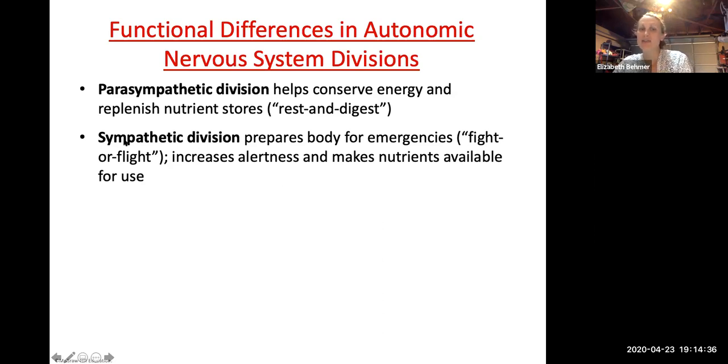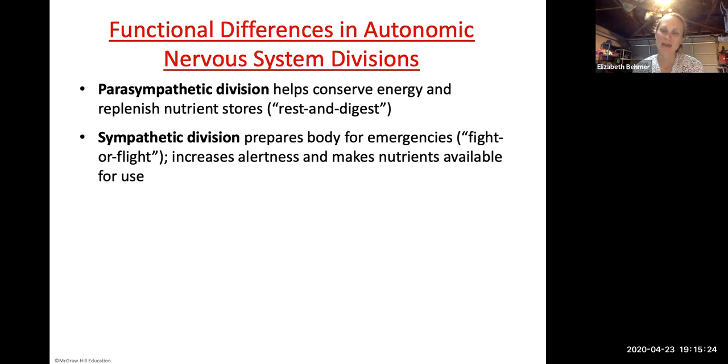Your sympathetic division would be triggered, or turned on, if you're in a basketball game and you're down to the final seconds and the score is tied, or if you're in an anatomy exam and you're really stressed out. Your sympathetic division would prepare your body for that emergency by increasing your body's alertness. It would dilate your pupils so that you're able to take in as much light and be aware of your surroundings. It would make nutrients available for use, so it would break down sugar and glucose into energy sources. It would increase your heart rate, the ability of your heart to pump blood to parts of the body.